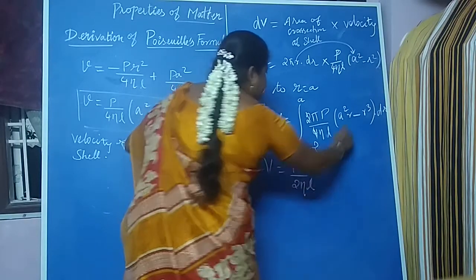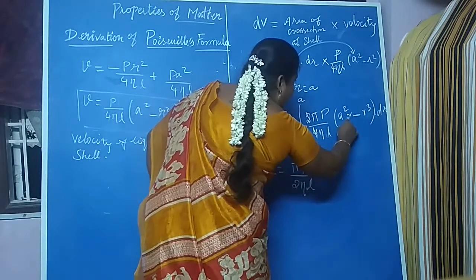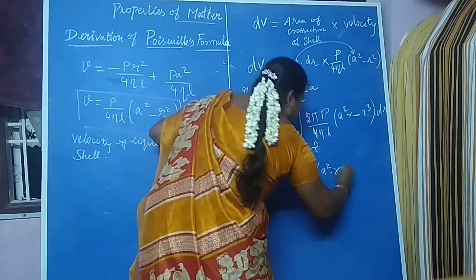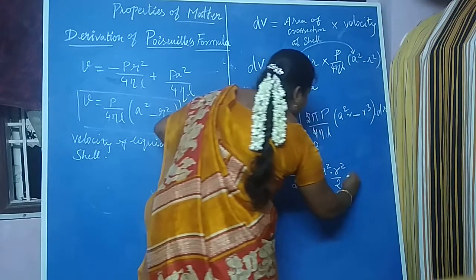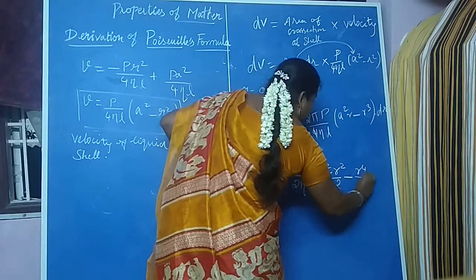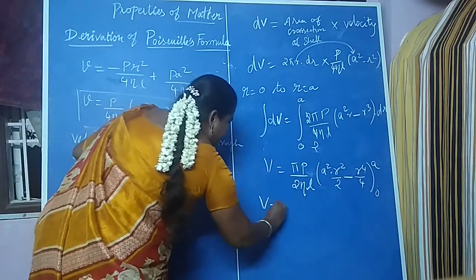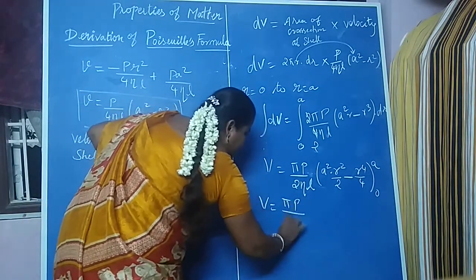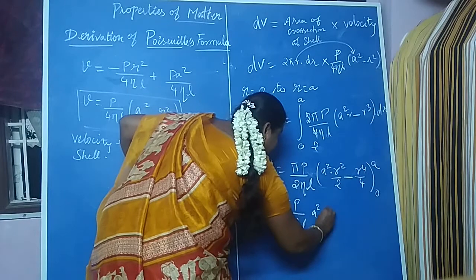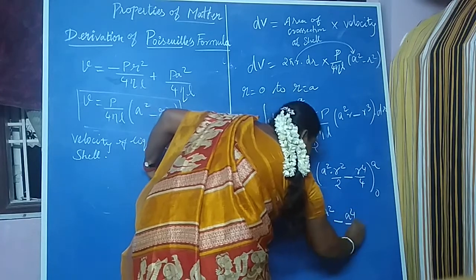eta L is the constant. Here a square is also a constant. r and r cube are the variables. On integrating r we get a square into r square by 2, minus, on integrating r cube, we get r power 4 by 4. The limits are 0 to a. So V equal to pi P by 2 eta L, a square into, instead of r we put a, a square by 2 minus, instead of r, a power 4 by 4.